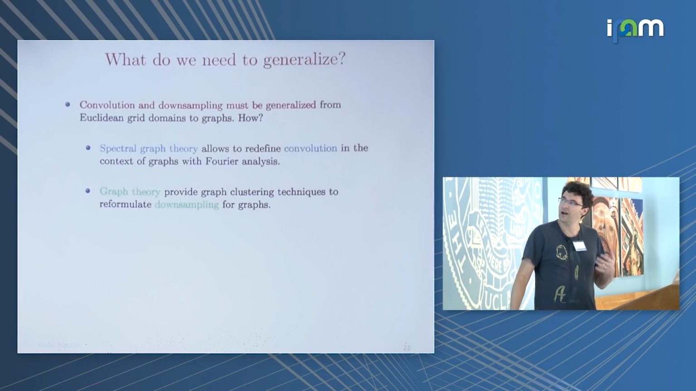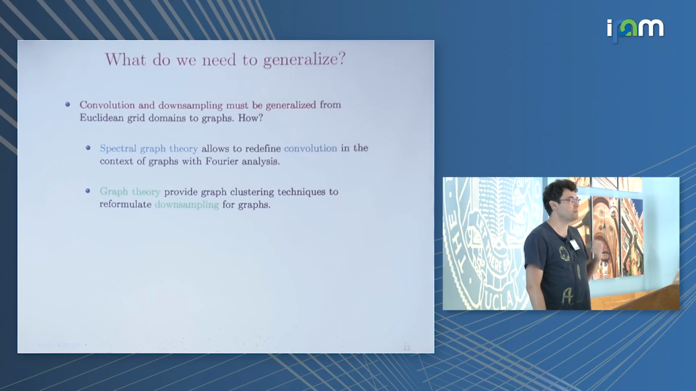Okay, so we need to redefine convolution on graph. For this, we are going to use spectral graph theory. So this is actually an old technique in mathematics. And for down sampling, we are also going to use some old tricks from graph theory.